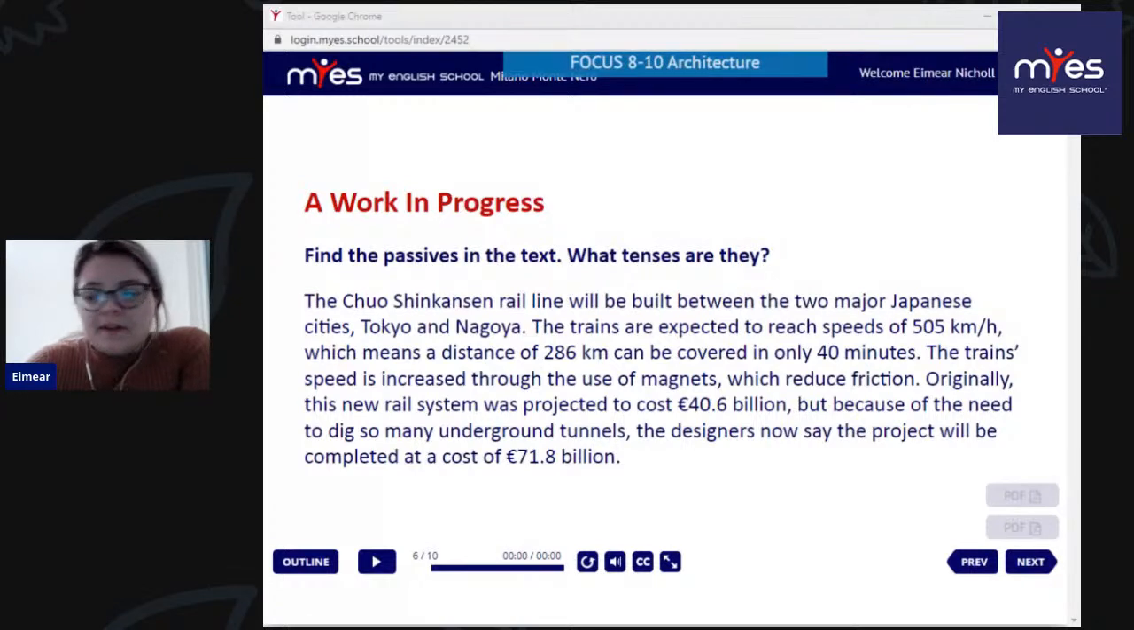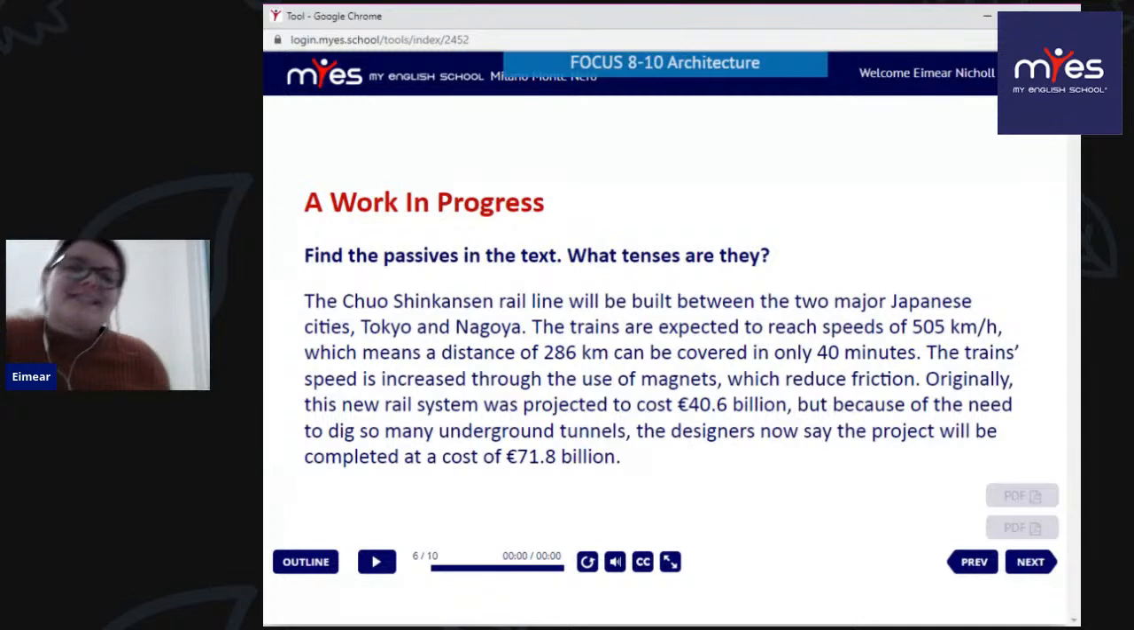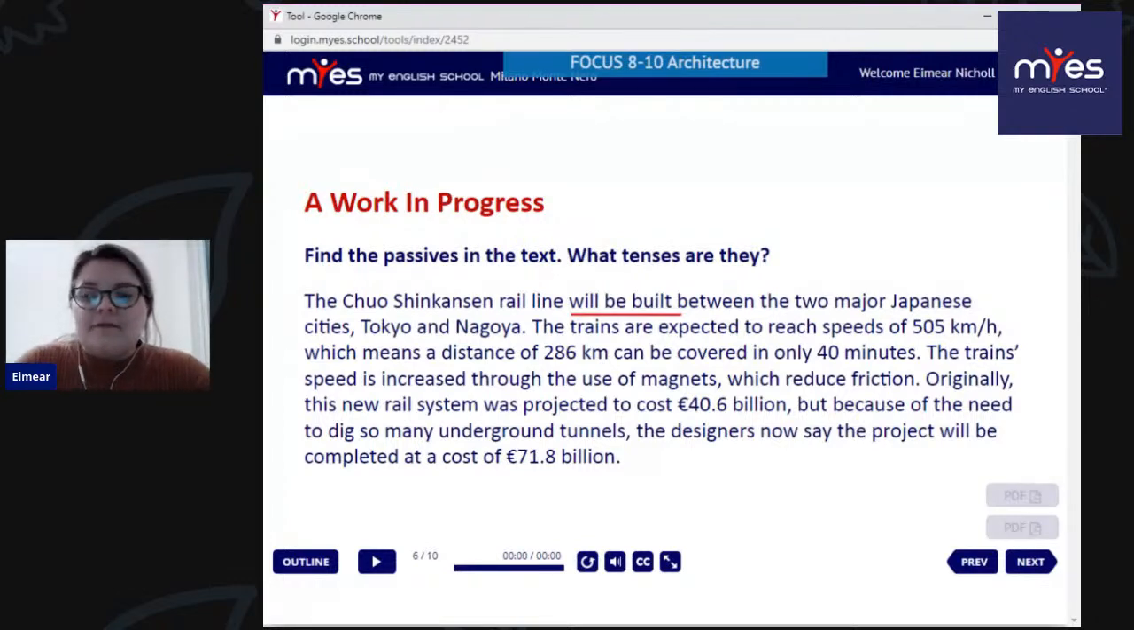Okay, how are you doing? What do you think? Is it easy, hard? Should be easy, this one. Let's give it a try. So the pronunciation of Japanese words. The Chuo Shinkansen railway line will be built between the two major Japanese cities, Tokyo and Nagoya. So what tense is this? Will be built. Future simple. Very good. Future simple.